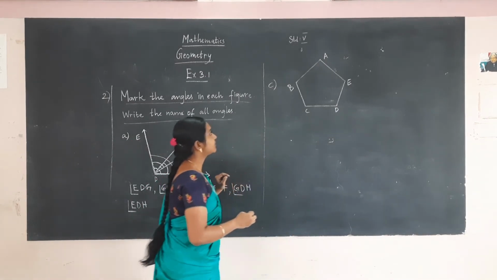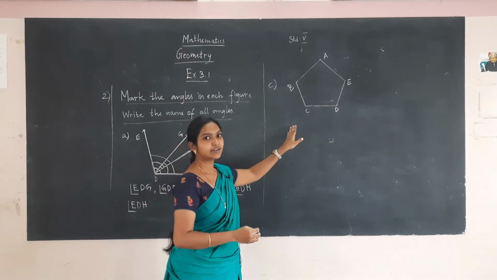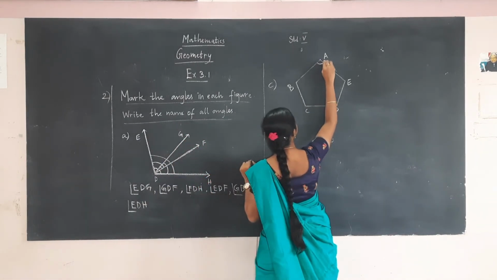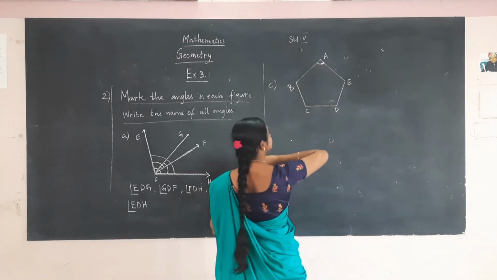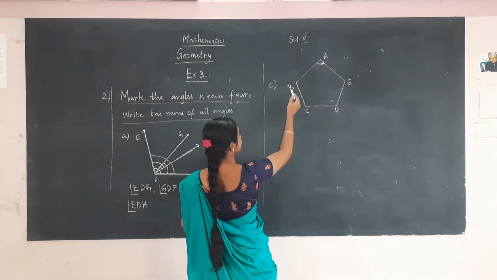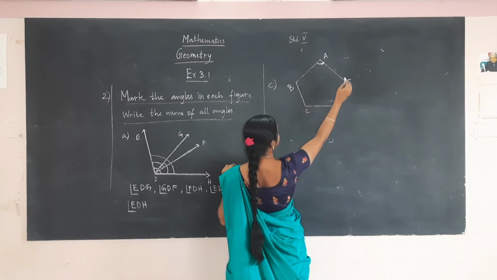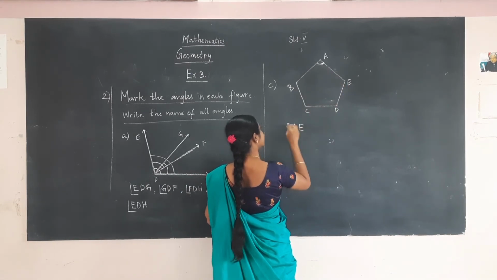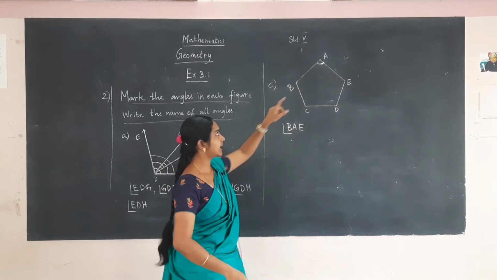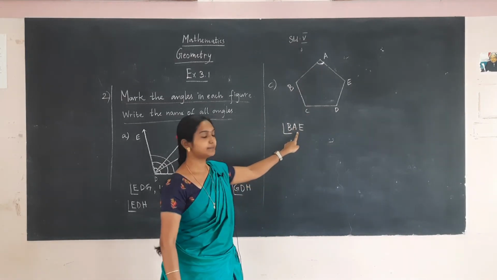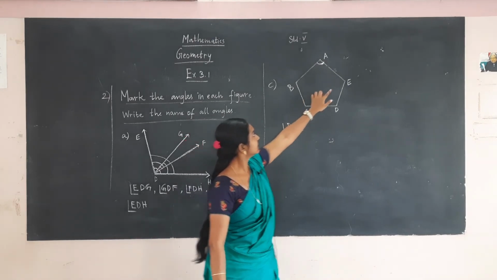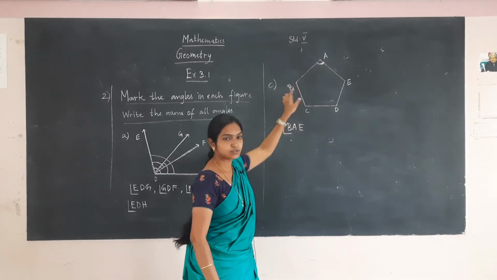Next we are going to mark angles here and write the name of the angles. Here we have an angle. The name of the angle is BAE. Angle is in A, so A should be written in between. We can write this as EAB also.